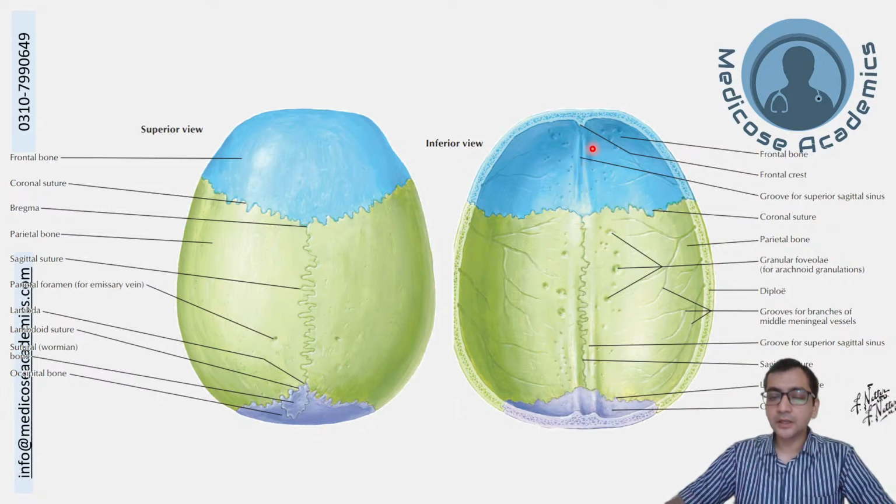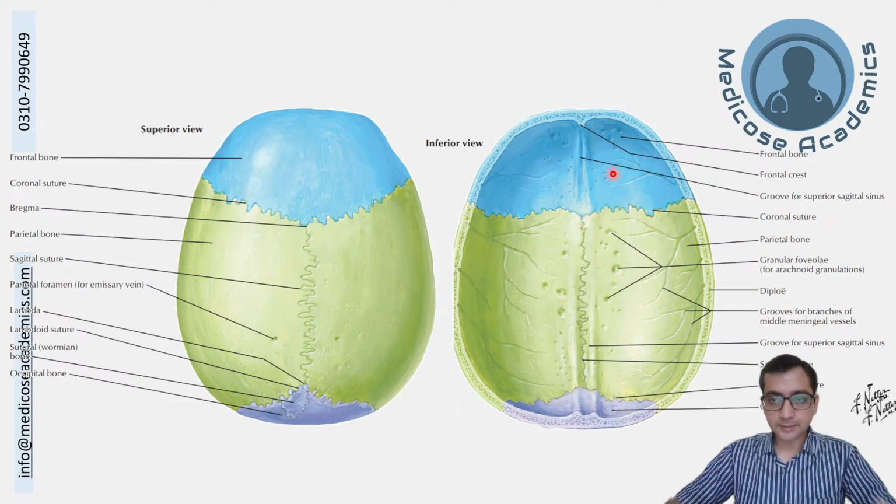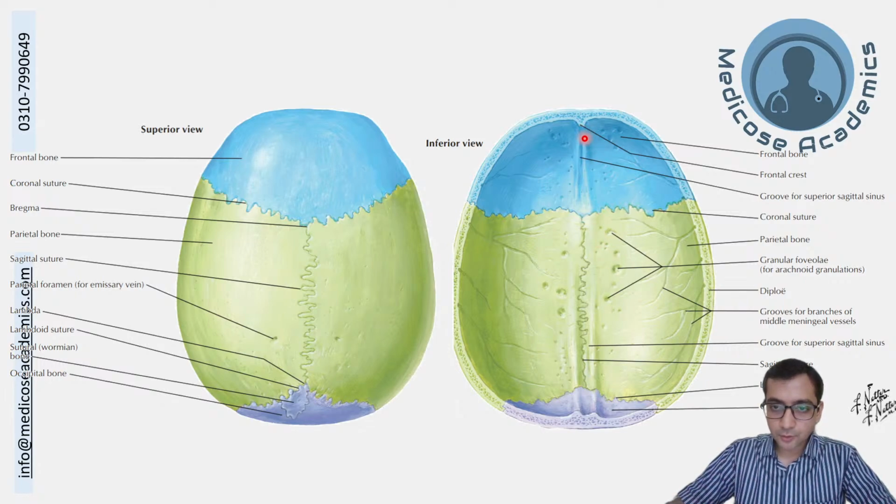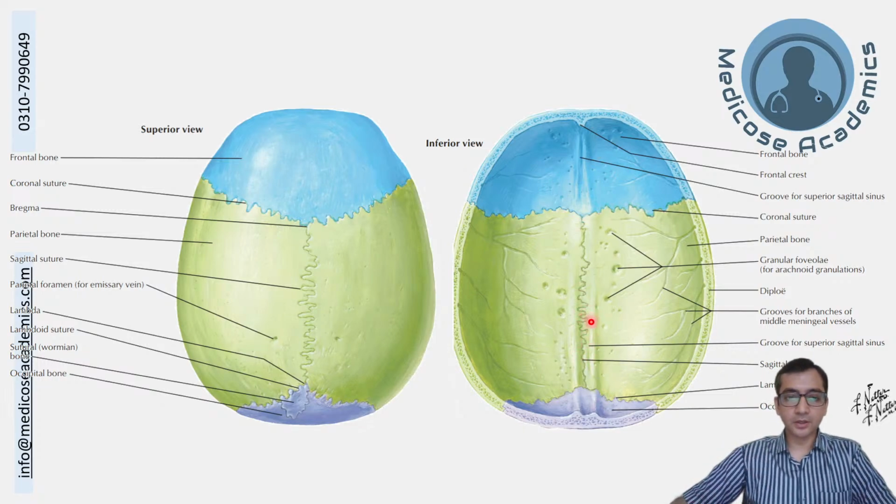What other things can you see here? Almost the same. There is the opening, again the same number of bones, the same sutures, the same points of joining of sutures. Here are a few additional things. One, there is a groove running antero-posteriorly. This one is called the groove for the superior sagittal sinus.